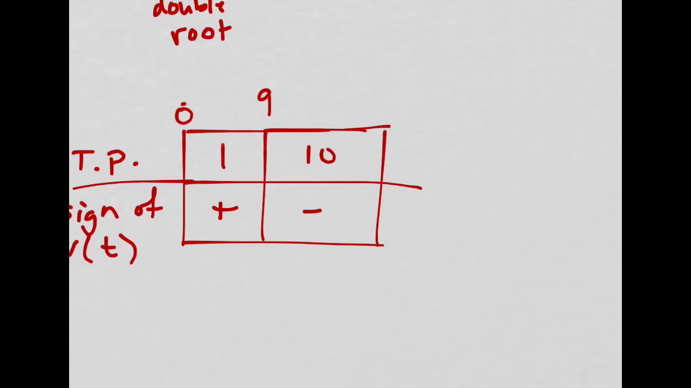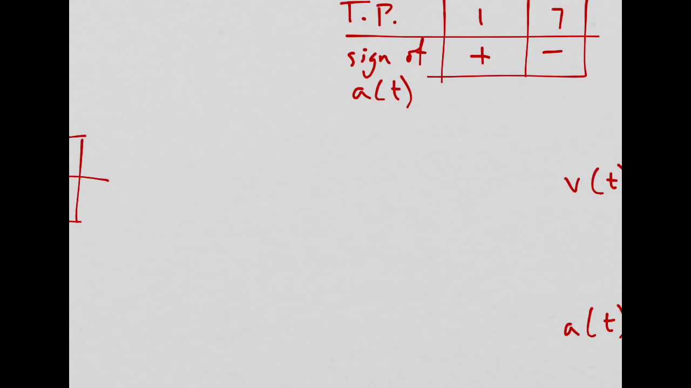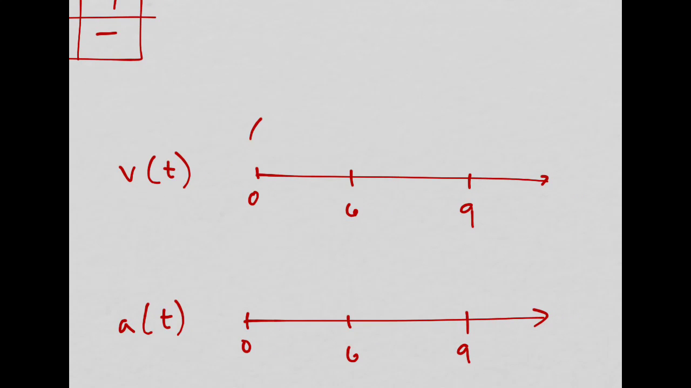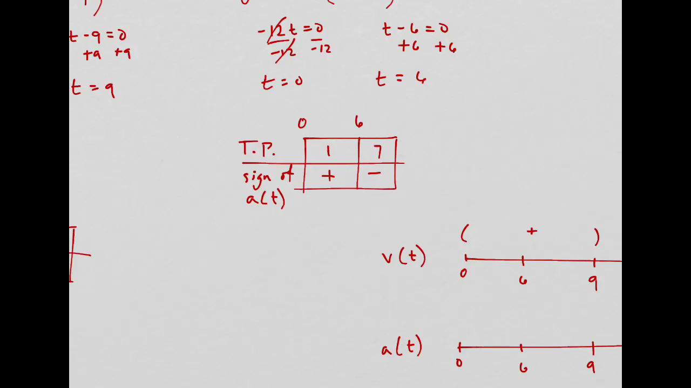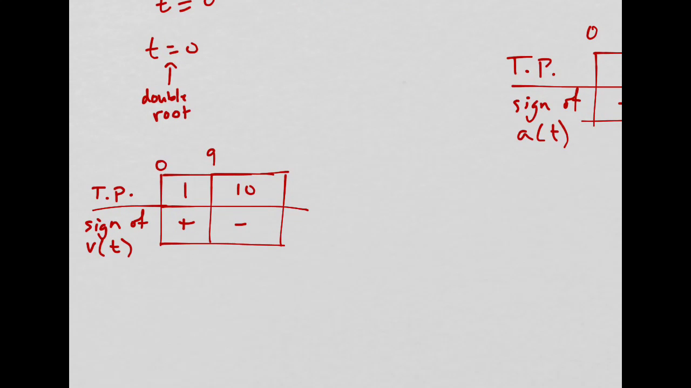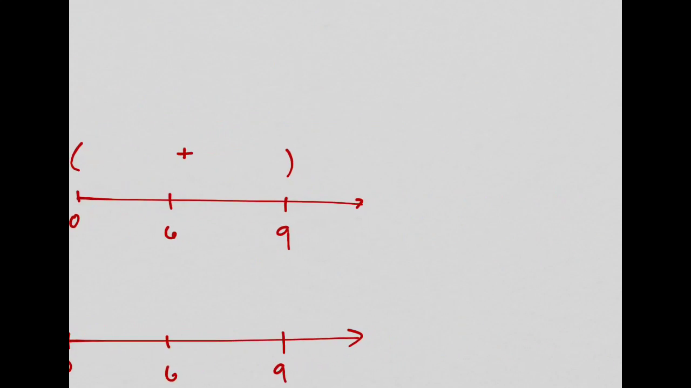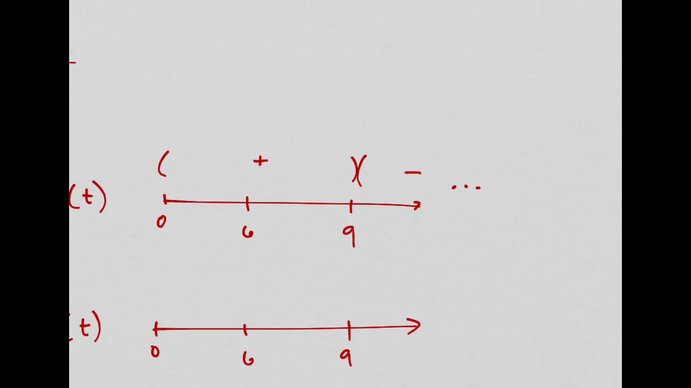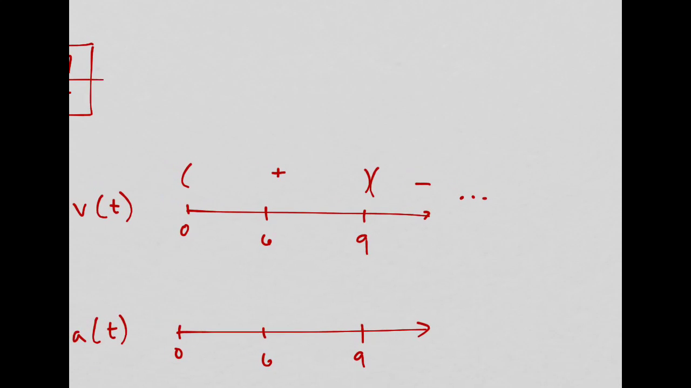Okay, so when is velocity positive? Well, from 0 to 9, we have positive for velocity. And then from 9 to infinity, that's negative. So from there onwards it's negative. We have positive there, negative there for the rest.